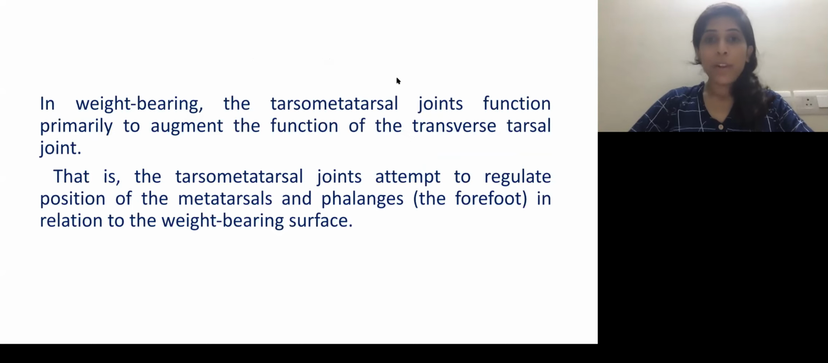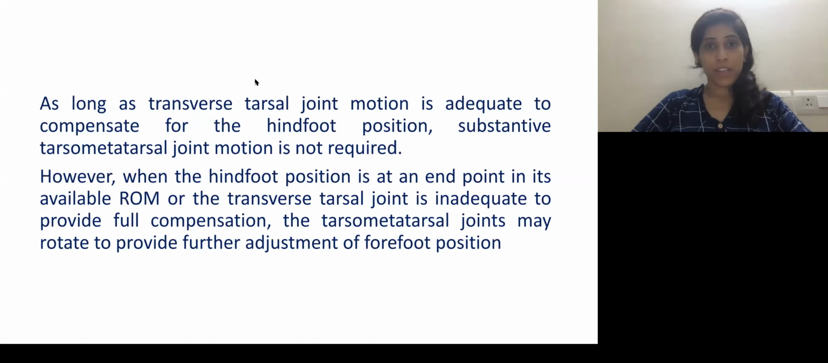So now we'll proceed to the supination and pronation twist. Before that, we should know whether the supination twist is normal or abnormal, and why these supination and pronation twists are required. In weight bearing, the tarsometatarsal joints function primarily to augment the function of the transverse tarsal joint. That is, the tarsometatarsal joints attempt to regulate the position of the metatarsals and phalanges in relation to the weight-bearing surface.